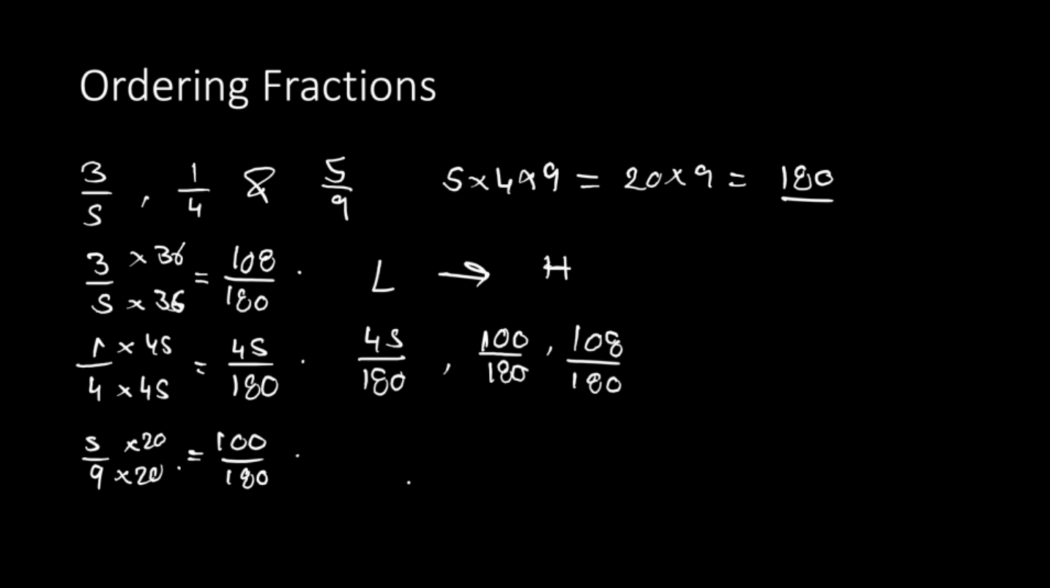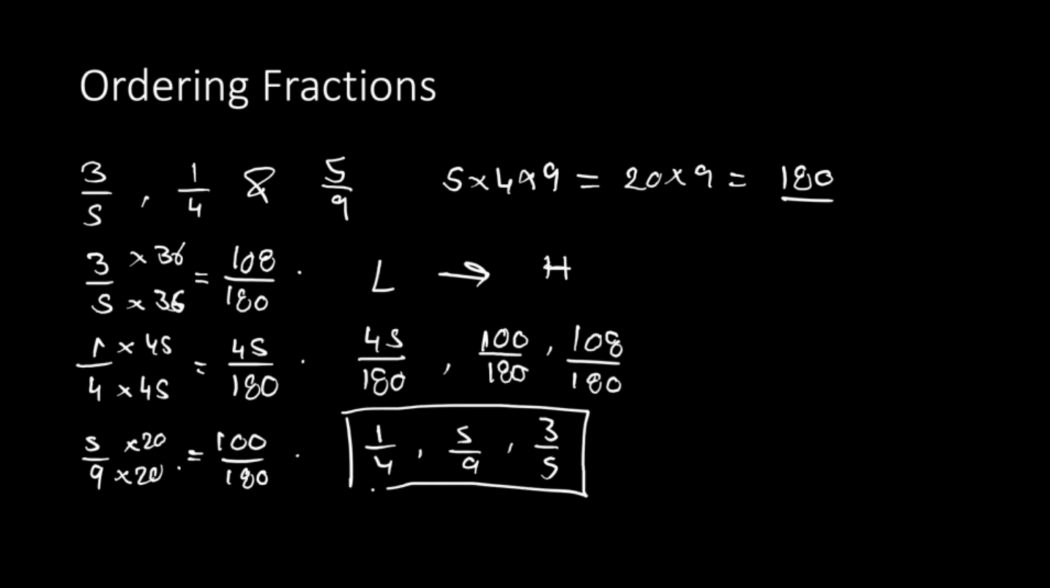And now you convert them back to the original form. So 45 over 180 is 1 over 4. And then 100 over 180 is 5 over 9. And the last one is 3 over 5. So this would be your final answer.